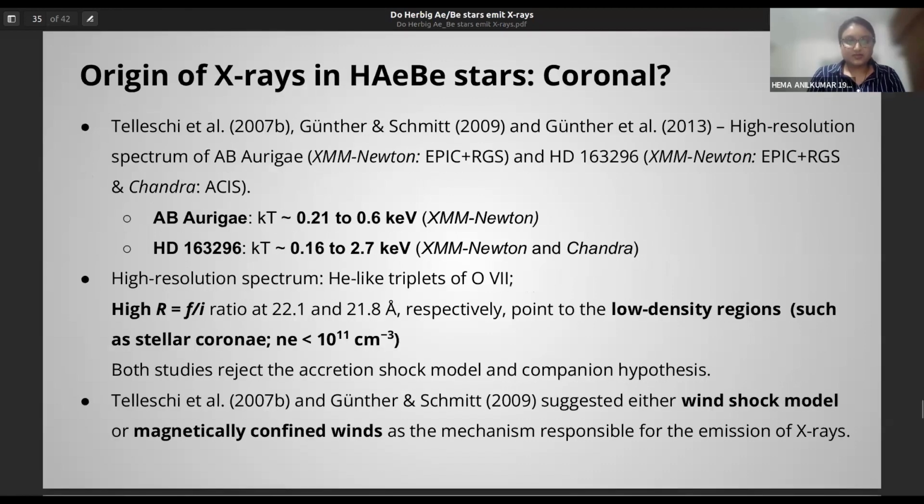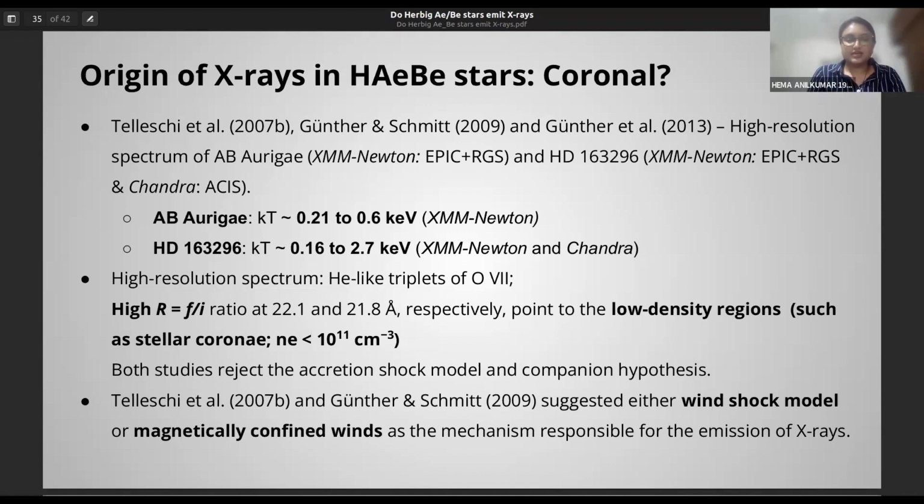So since we saw that the Herbig Ae stars could possess magnetic fields, this raises the question of whether the origin of X-rays in these stars is coronal in nature. Telesky et al. 2007b and Gunther et al. 2009 studied high resolution spectra of Herbig Ae stars, AB Aurigae and HD 163296, using XMM-Newton and Chandra telescopes.